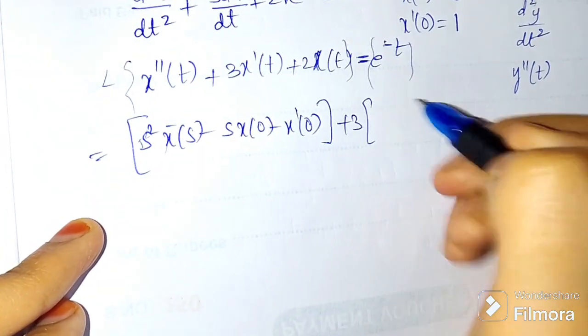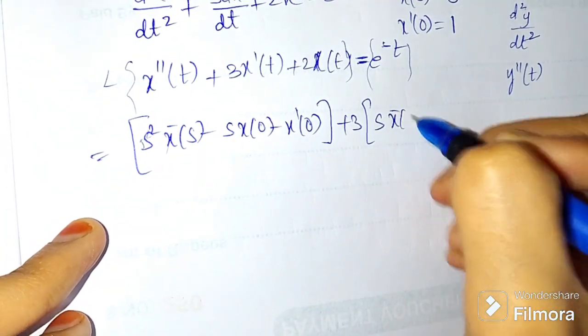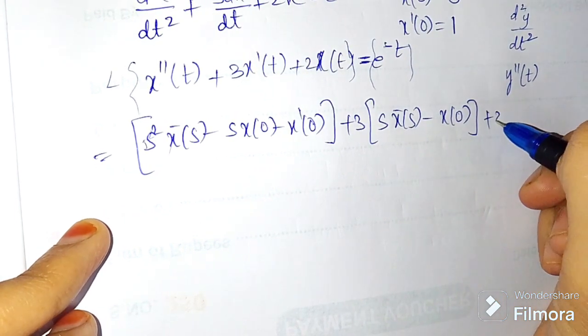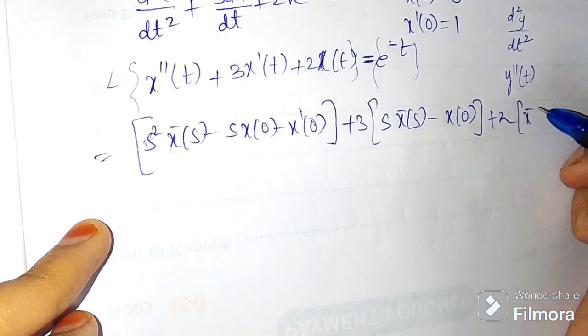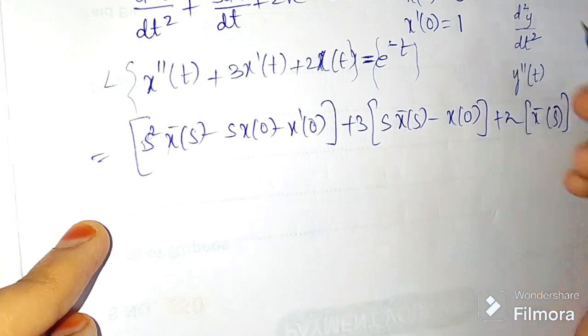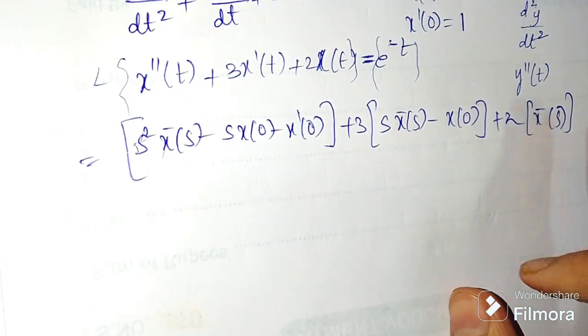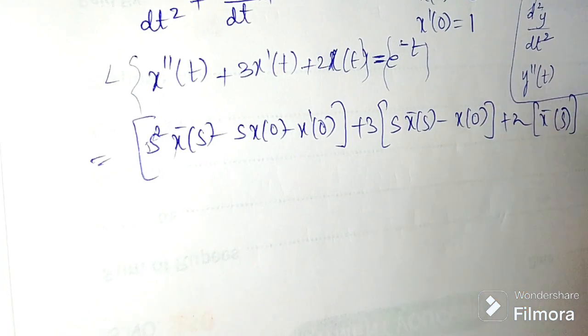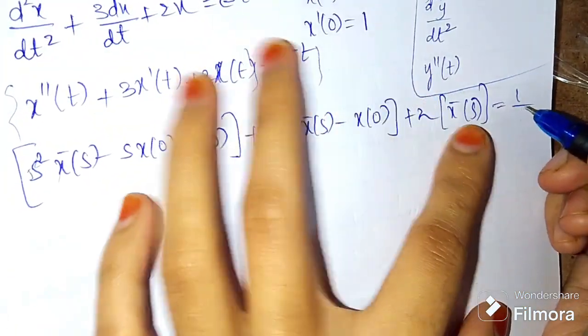3 into s x bar of s minus x of 0, plus 2 into x bar of s. Laplace of x of t is x bar of s. On this side I'll get 1 by s plus 1.